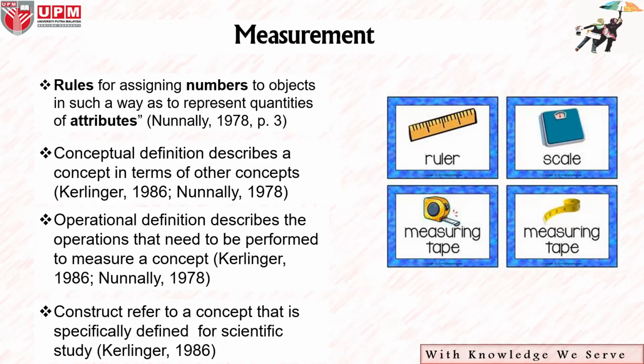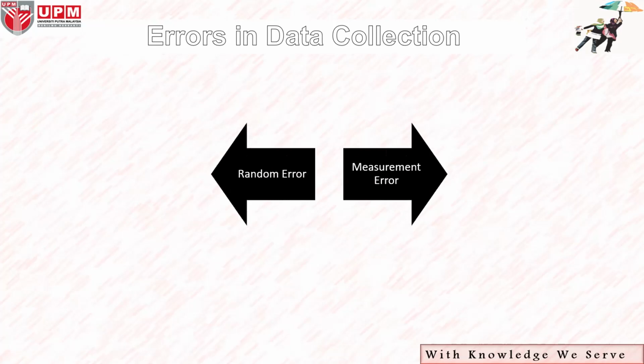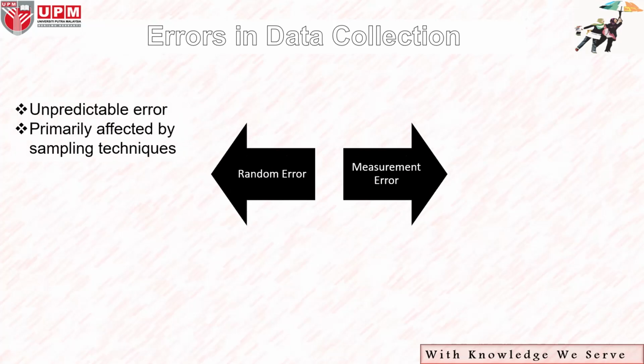Okay, and then construct refers to a concept that is specifically defined for scientific study. So construct is regularly used when you start to analyze your data. Actually the terms are almost the same, just that sometimes the place where we use them is different. Okay, so when we collect data, there are two types of errors that mostly exist, random error and measurement error. Collecting data means any means, whether the method we use to collect data or the instrument itself.